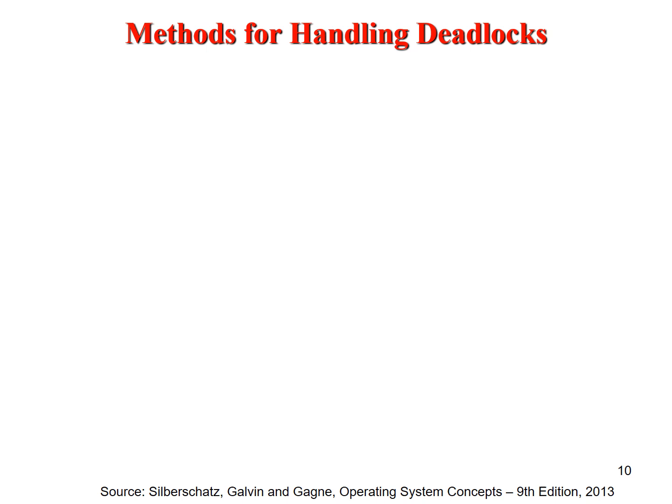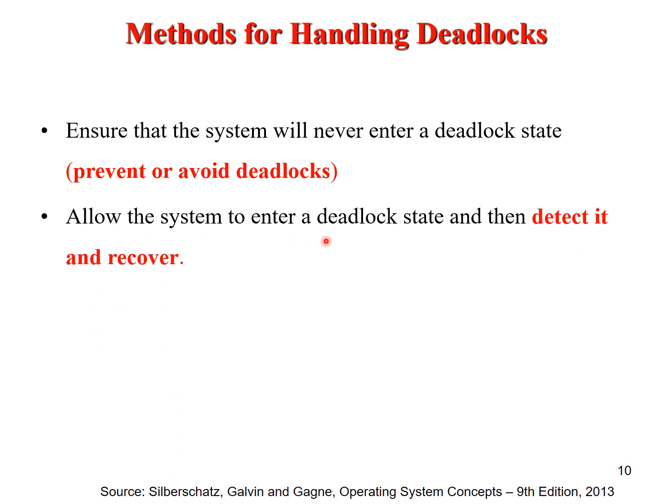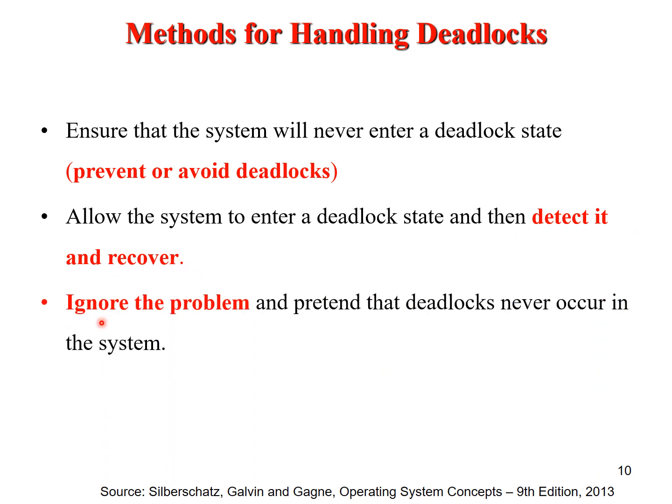Methods for handling deadlocks. First, we need to ensure that the system will never enter a deadlock state. That is, we need to go for deadlock prevention or deadlock avoidance. Or allow the system to enter the deadlock state and then detect it and recover. Or else ignore the problem and pretend that deadlocks never occur in the system. This is how we can handle deadlocks.